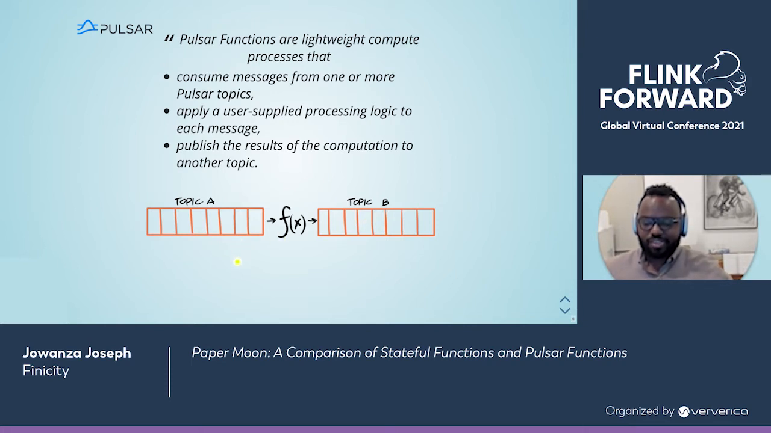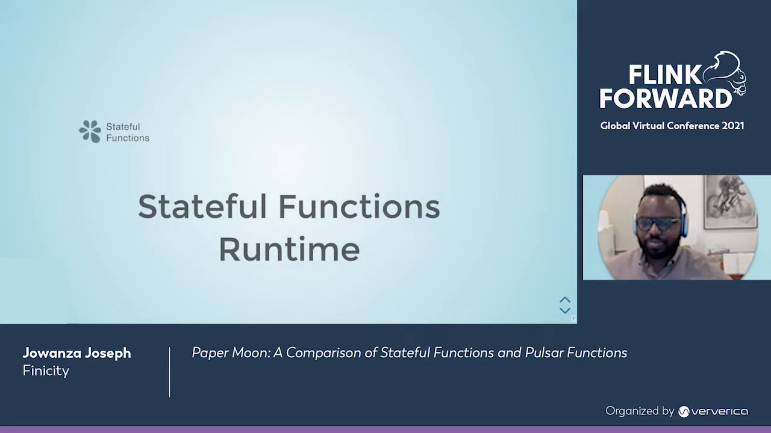A Pulsar function can actually subscribe to more than one topic. So you can have topics like A through Z, and then publish to topics like ZA through Z. That's kind of how a Pulsar topic topology looks. It's very one-to-one. In most of the cases you see, you're reading from one topic and then pushing into another. So it has a very simple ideology. It's really about processing messages and pushing them to another topic, and being very simple about what the project is trying to accomplish.